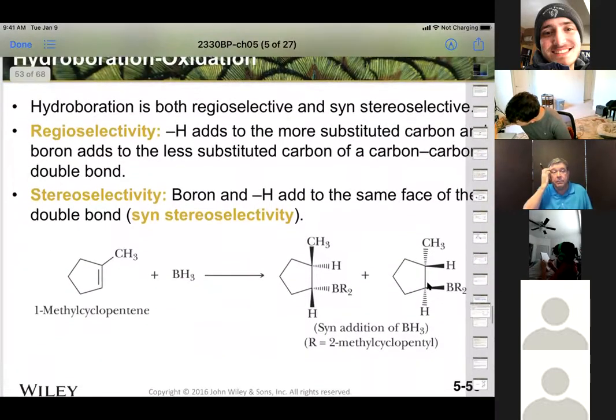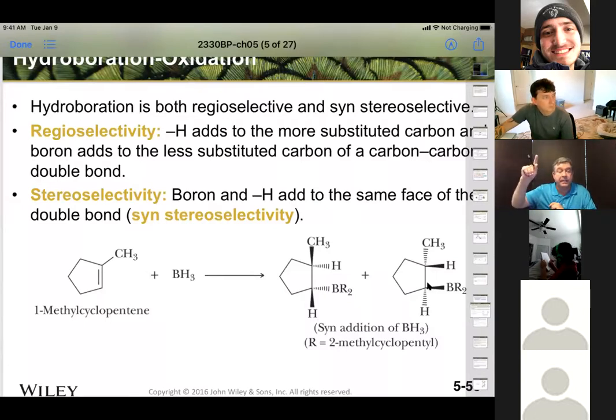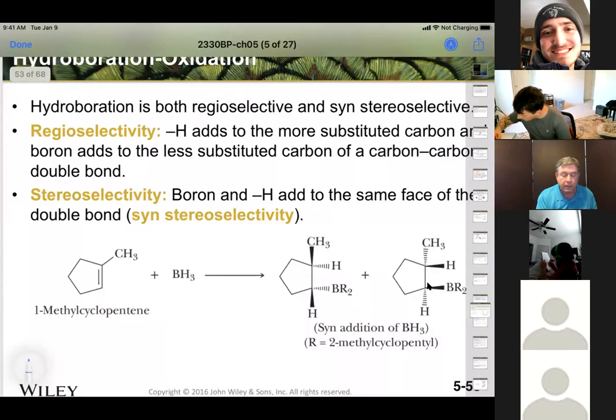Well, the cool thing is that because boron reactivity is a little bit different, we actually end up getting regioselectivity about where the hydrogen adds on that boron bond. And we also get stereoselectivity. Okay, so we had regioselectivity on the acid catalyzed hydrolysis. We had stereoselectivity on that addition of bromine across them. In the case of hydroboration, we have both. So in the regioselectivity, we're going to end up adding the boron to the less substituted atom and the hydrogen to the more substituted atom.